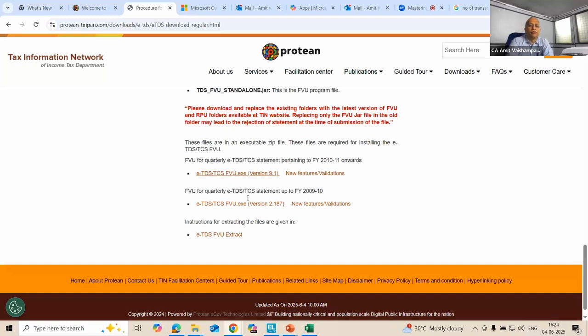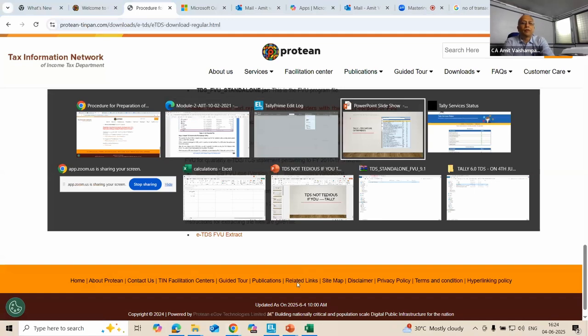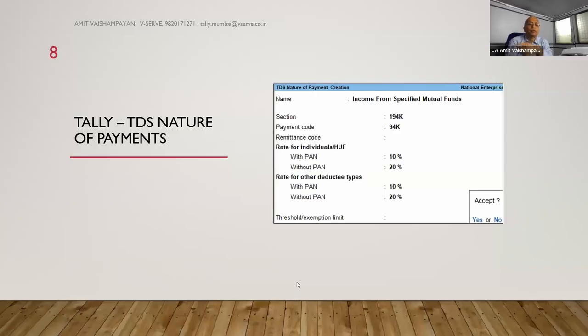Right. So this is the fundamental demonstration of TDS and TDS returns. I'm sorry I could not generate the e-return right now. I'll find out what the reason is. But otherwise, e-returns get generated and the SDF file gets generated. No issues on that. This is what we have done.